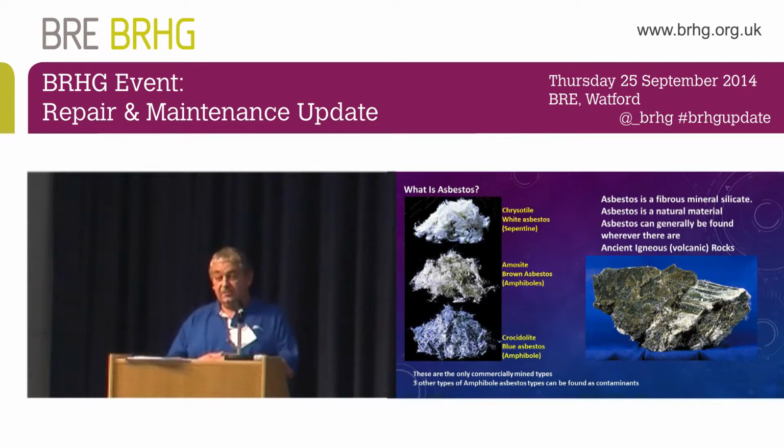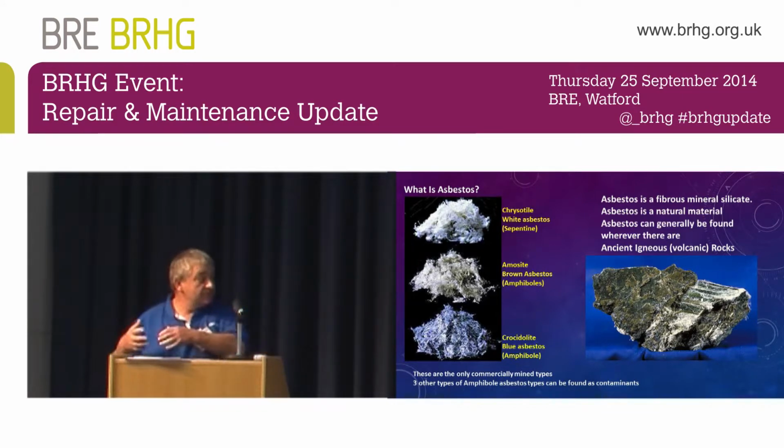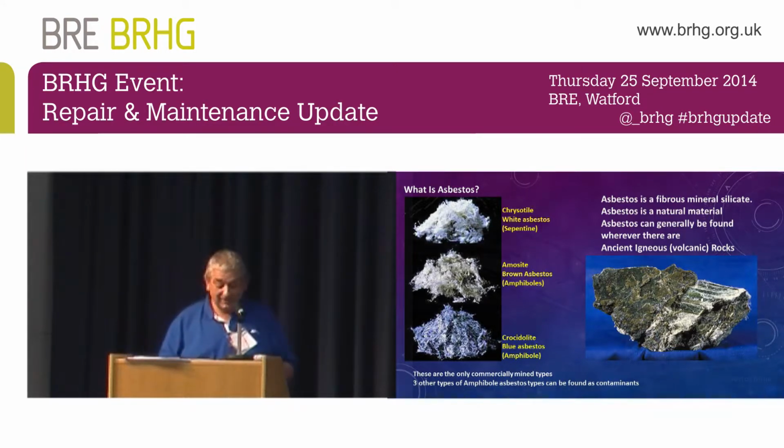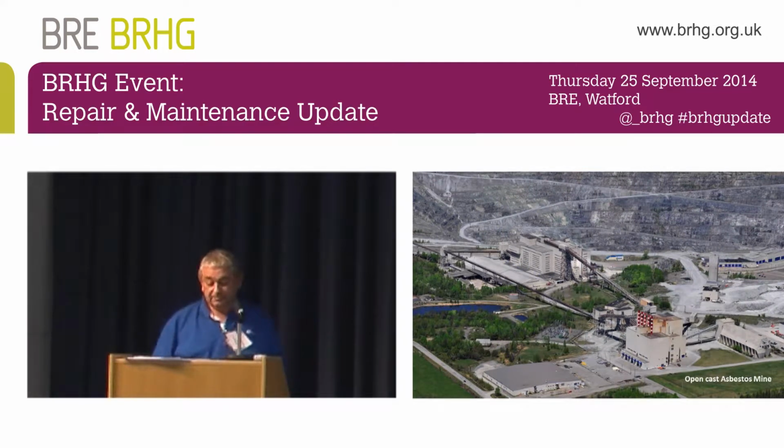There's three other types of amphibole asbestos, and they're normally found as contaminants in other materials. That's anthophyllite, tremolite, and actinolite. Try saying that when you're a bit drunk. It's quite a lot. So this is an asbestos mine. It's how they mine asbestos. They tend to be open cast.